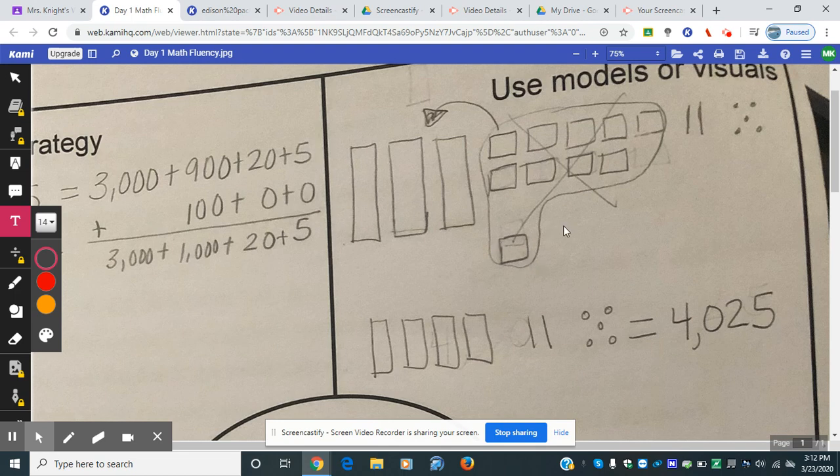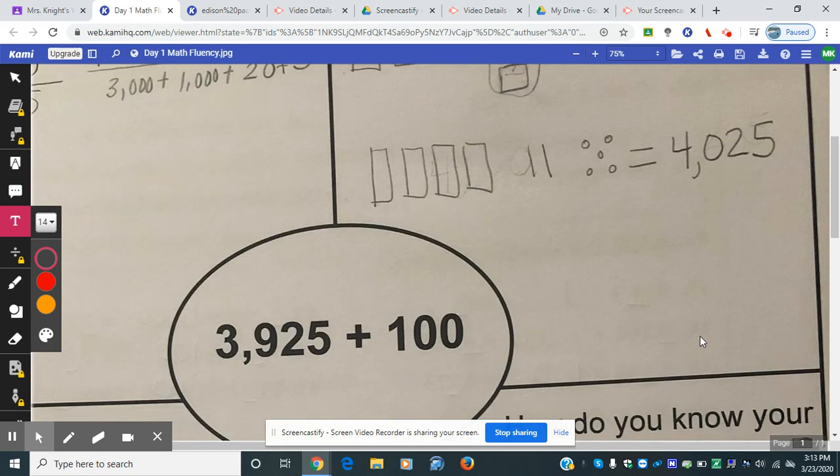And when she realized, hey, wait a minute, if I add 100 block here, that gives me 10 hundreds. I can trade that. And that's what she did. She decided to cross these off and trade them in for another 1,000, which left her with 4,000s now instead of 3. No hundreds because she just traded them in. 2 tens, 5 ones, and then she got 4,025.